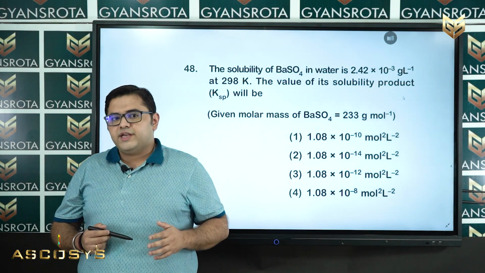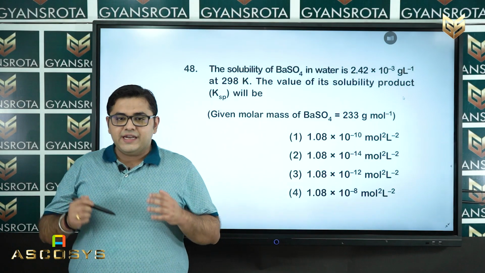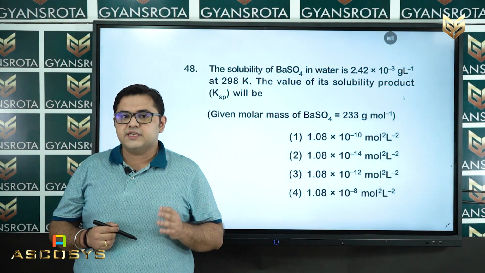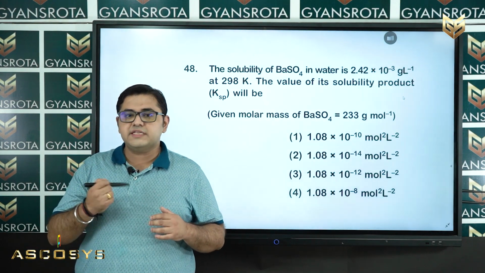Question number 48 is on the screen. The solubility of barium sulphate in water is 2.42 into 10 to the power minus 3 gram per liter at 298 Kelvin. The value of its solubility product will be. This question comes from your equilibrium chapter, which is in your class 11 chapters. Now we are moving to the solution part.